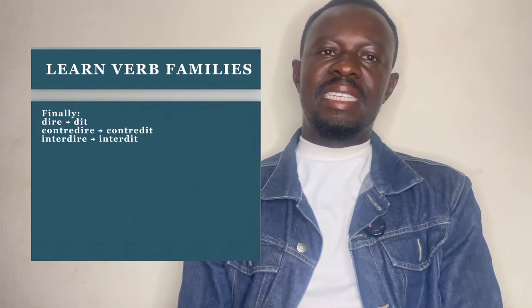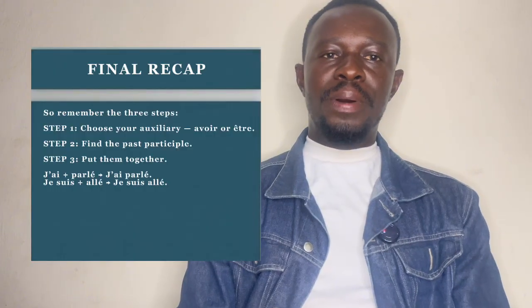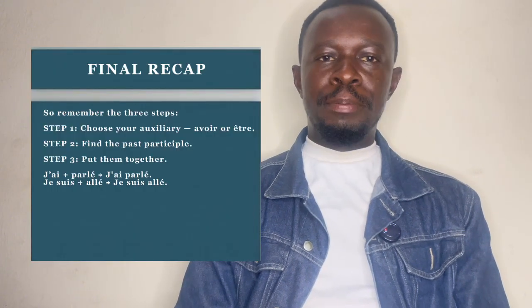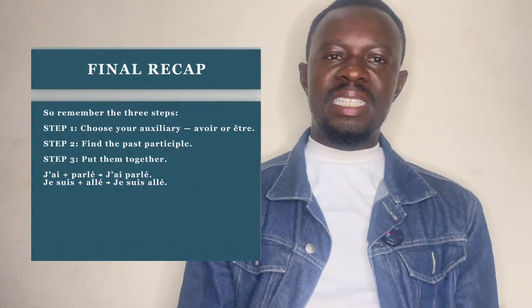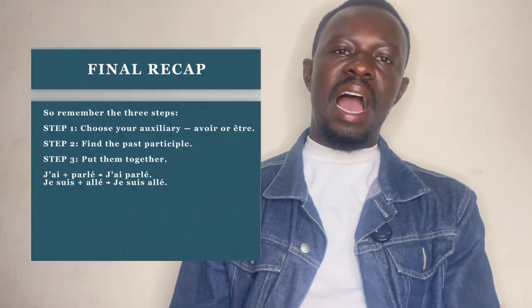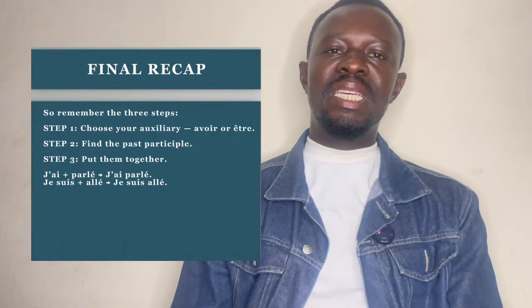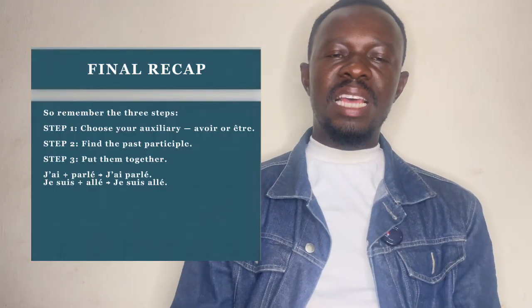Interdire, interdit. So remember the three steps. Step one, choose your auxiliary verb, avoir or être. Step two, find the past participle. Step three, put them together. For instance, j'ai plus parlé gives us j'ai parlé, I spoke. Je suis plus allé gives us je suis allé, which is I went.